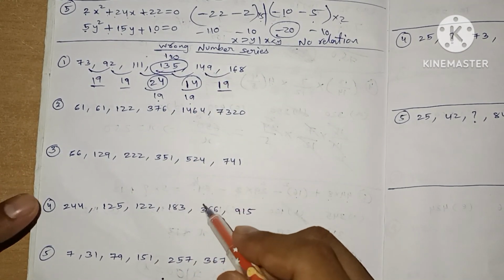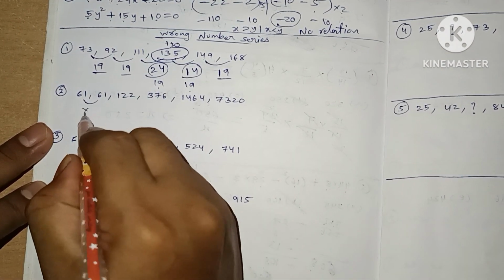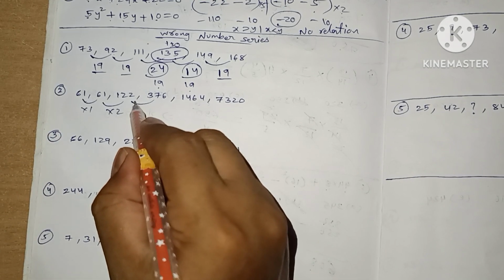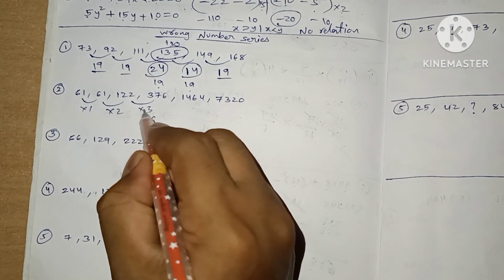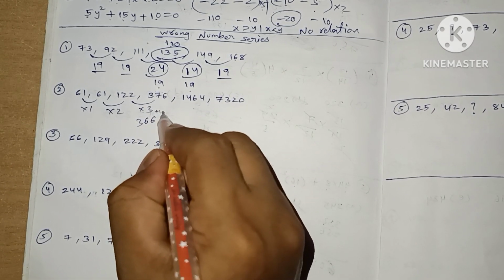Okay, next we are going to see the second question. Here we see this is into 1 times, this is into 2 times, this is into 3 times is 3. 2 times 6, 3 2 times 6, and 3 1 times 3 plus 10, we see extra 10.